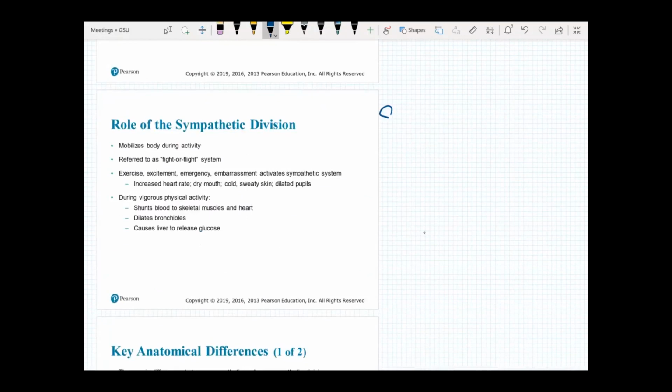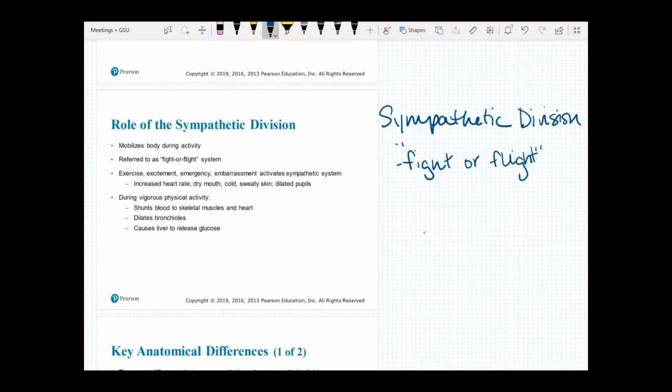Then you've got your sympathetic division. This is also called fight or flight, which I'm sure we have all heard of. So fight or flight is part of our sympathetic nervous system. We're going to be priming our body for activity, elevating our heart rate, getting our body going, dilating our vessels, dilating our eyes, all of those pieces.